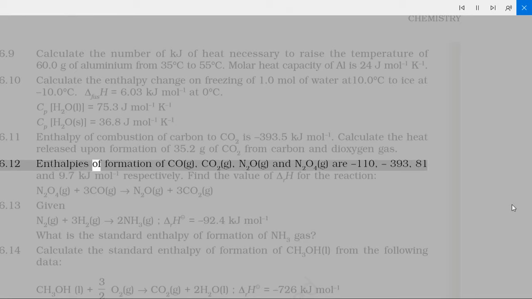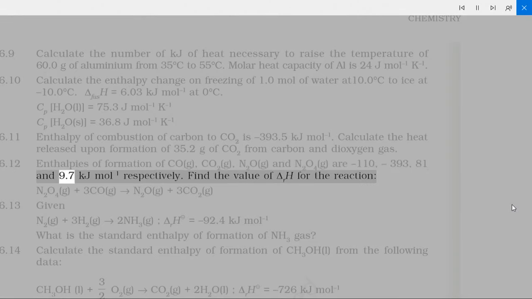6.12 Enthalpies of formation of CO(g), CO2(g), N2O(g), and N2O4(g) are -110, -393, 81 and 9.7 kJ mol⁻¹ respectively. Find the value of ΔrH for the reaction N2O4(g) + 3CO(g) → N2O(g) + 3CO2(g).